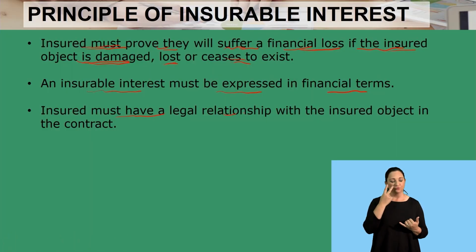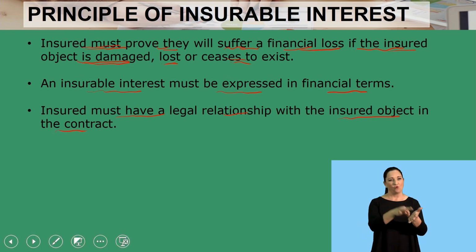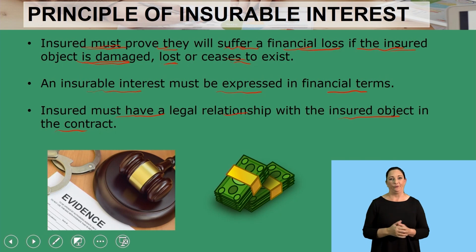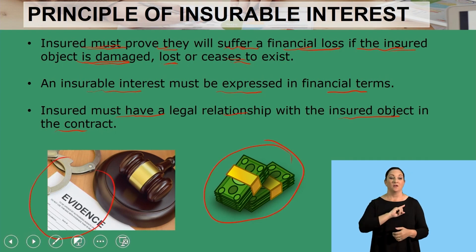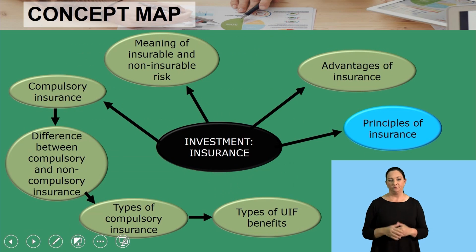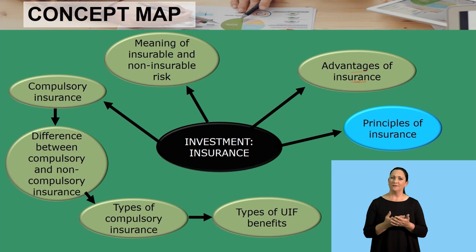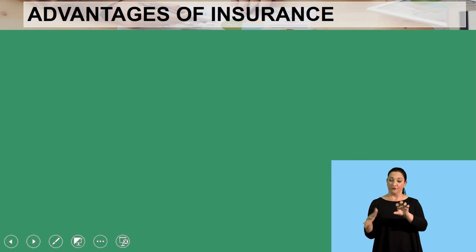And then as I proceed, the insured must have a legal relationship with the insured object in a contract to prove again that they stand to lose. So the evidence would be a contract, and to say they stand to lose financially. Then, as we proceed, we have the advantages of insurance. What are the advantages of insurance, or what is the importance of insurance?